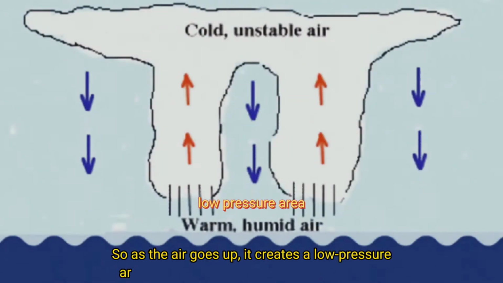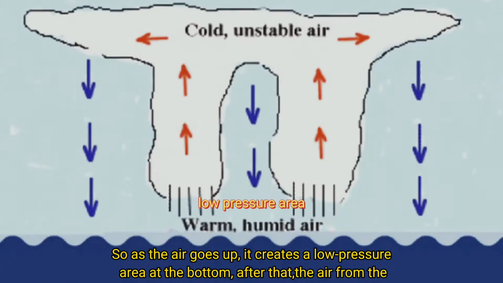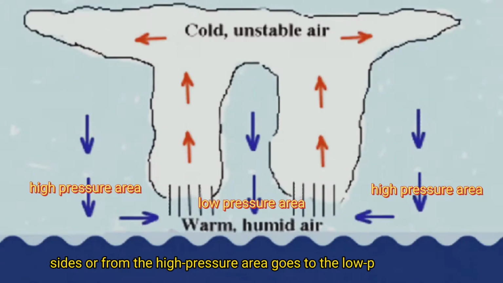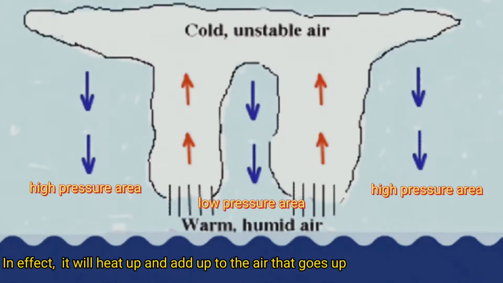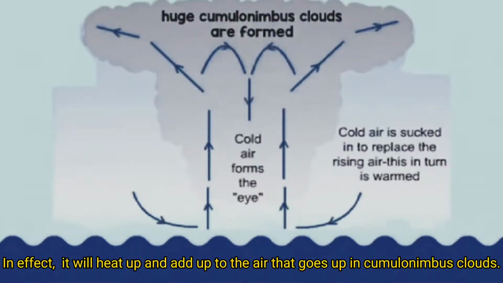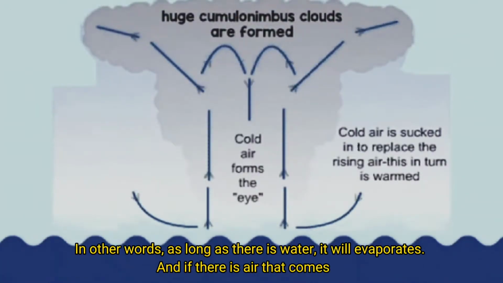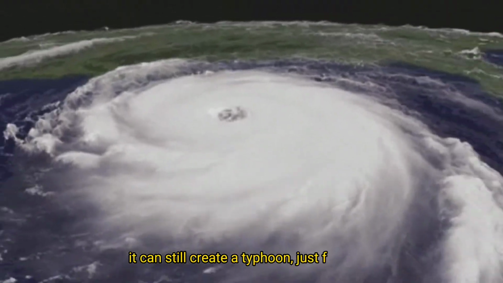So as the air goes up, it creates a low pressure area at the bottom. After that, the air from the sides or from the high pressure area goes to the low pressure area. In effect, it will heat up and add up to the air that goes up in cumulonimbus clouds. In other words, as long as there is water, it will evaporate. And if there is air that comes in, it can still create a typhoon just for days.